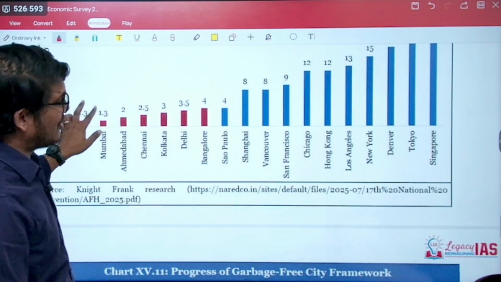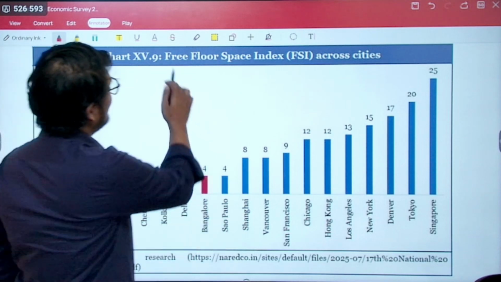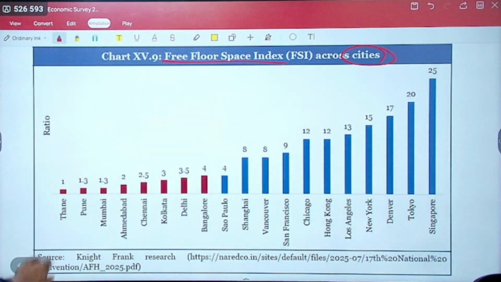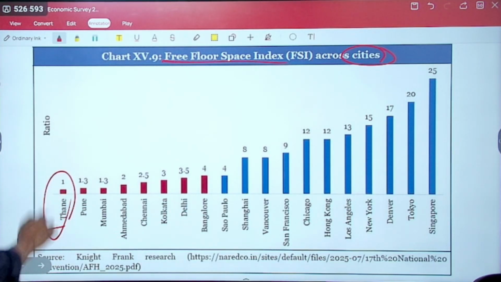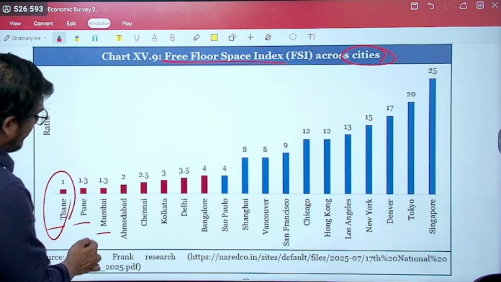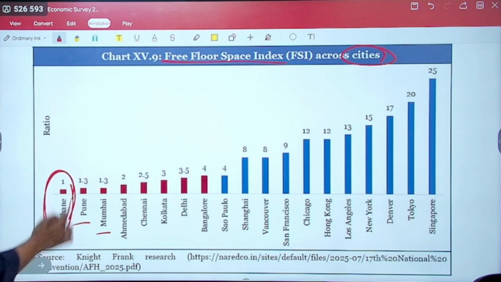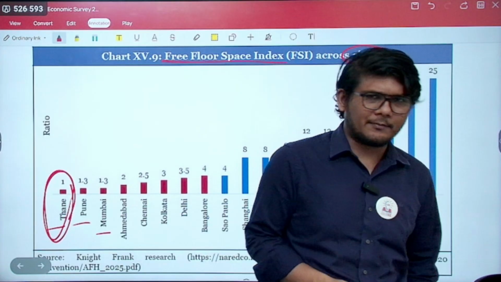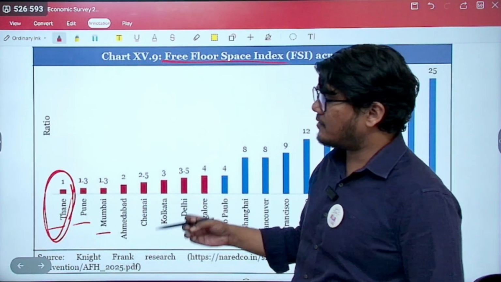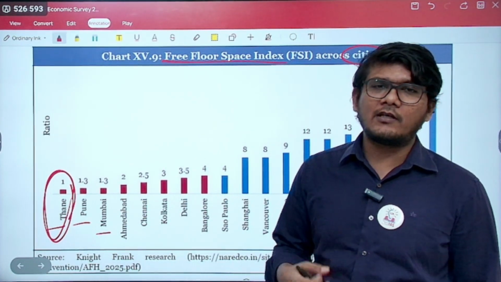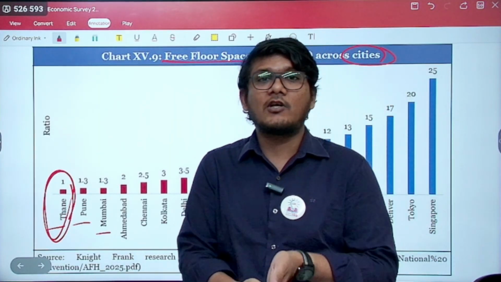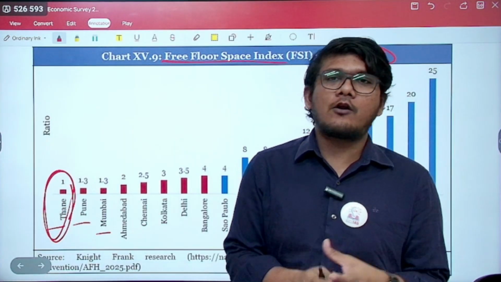Next is, as I mentioned to you, the floor space index across the cities. So here you have Indian cities, Thane, that's part of Mumbai basically, Pune, Mumbai. Now what's the difference between Thane and Mumbai? In fact, the first train ran from Mumbai to Thane. See, Thane is basically on the outskirts, or you can say on the suburb side of Mumbai, and not in the heart of Mumbai.